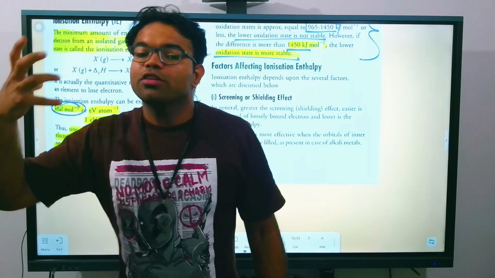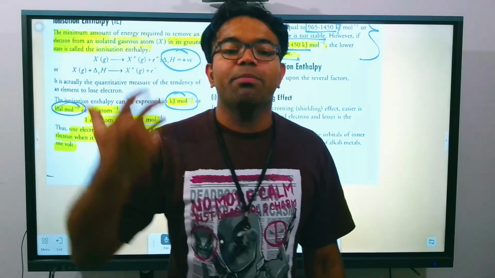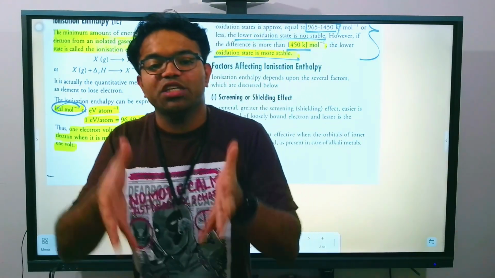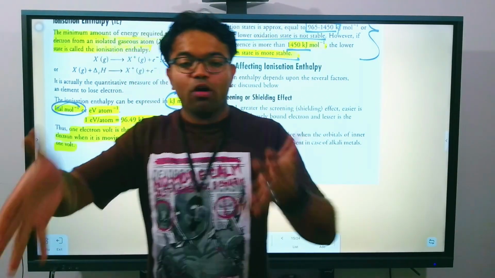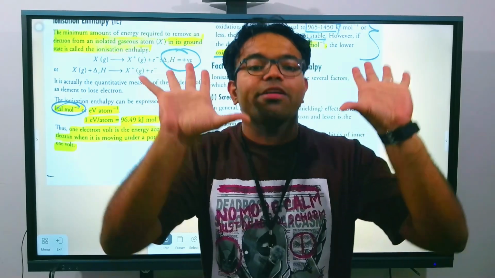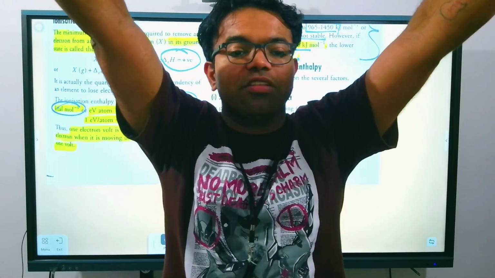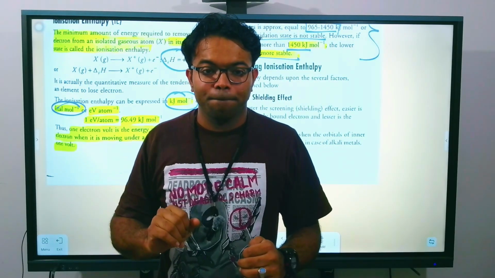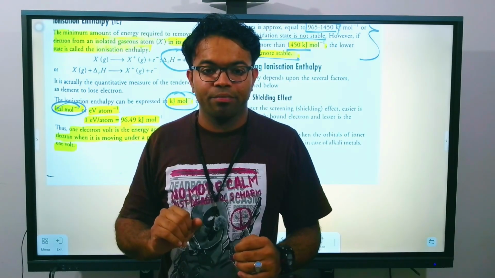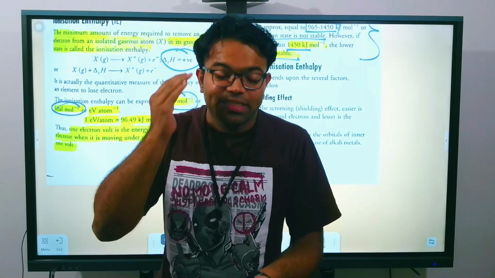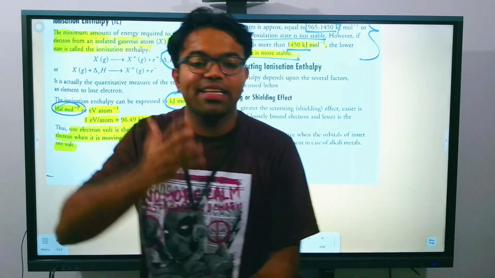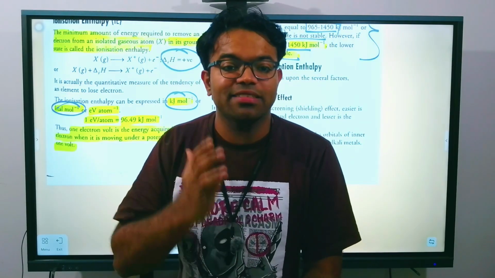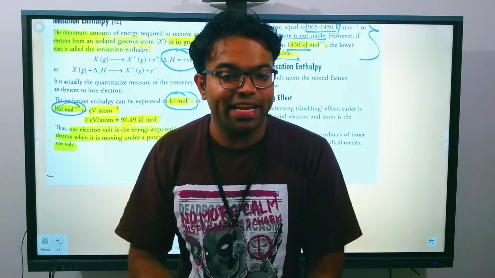So what is the moral of the story here? The moral of the story is the more screening effect you have, the less ionization enthalpy you will have, because there is something from the inside trying to push all the valence electrons towards the outside. Understood? Yes, the greater the screening effect, the lesser is the ionization enthalpy. Understood? The greater the screening effect, the lesser is the ionization enthalpy.